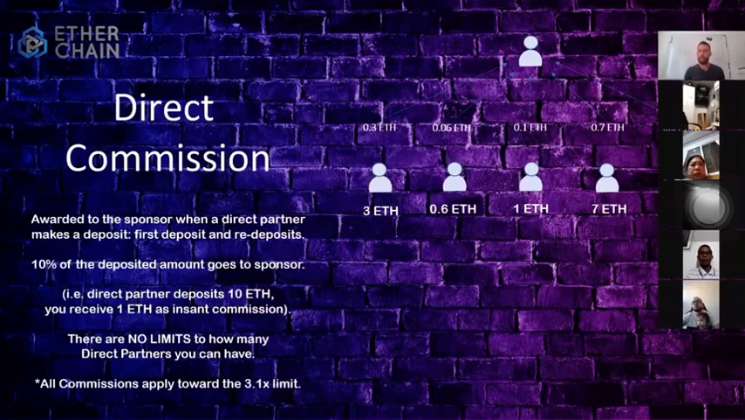There are no limits to how many direct partners you can have. This is a uni-level structure, meaning that you're building wide and there are no limits. Now, as said, all commissions apply towards the 3.1 times limit.